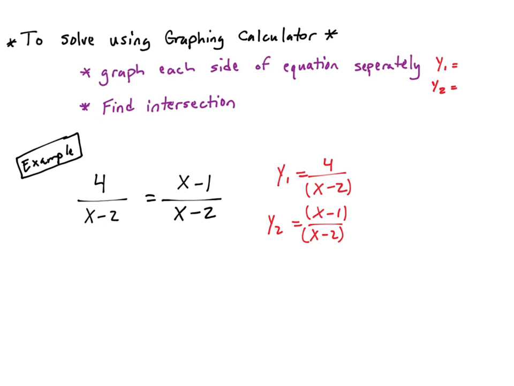To find the intersection, we know that this is going to be our second, and then our trace. And then we're going to choose the intersection option from that menu. We're going to choose both of our lines, line 1, line 2, and then our guess. In this case, we should get that the intersection occurs at x equals 5. So for our x value, our intersection occurs at 5.